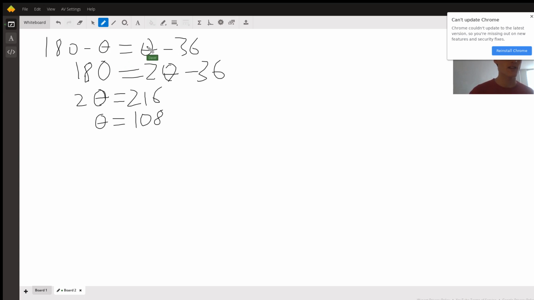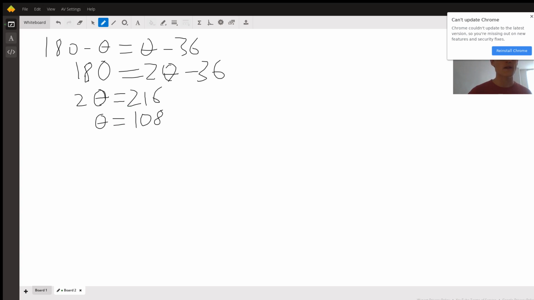We get 2 theta on one side, and we put the constant terms together on the other side. Then we just have this factor of 2 multiplying theta. We've got to divide that out. Divide both sides by 2. 216 divided by 2 is 108. You can do that without long division by just noting that 2 divided by 2 is 1, and 16 divided by 2 is 8. Okay, so we get theta equals 108.